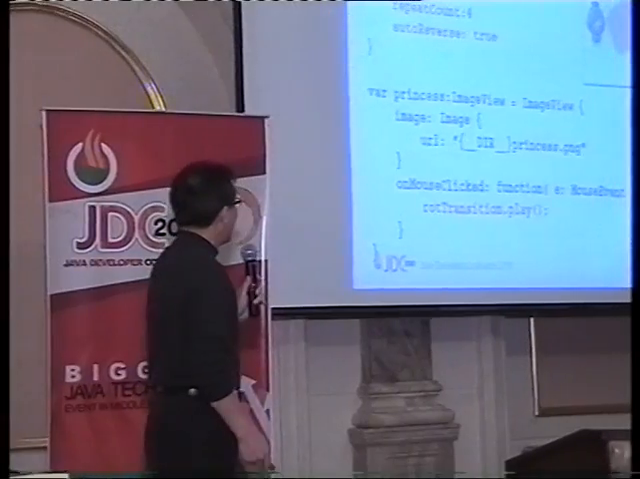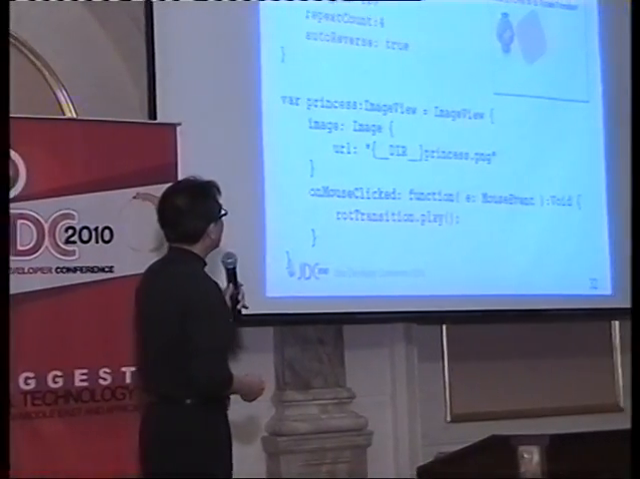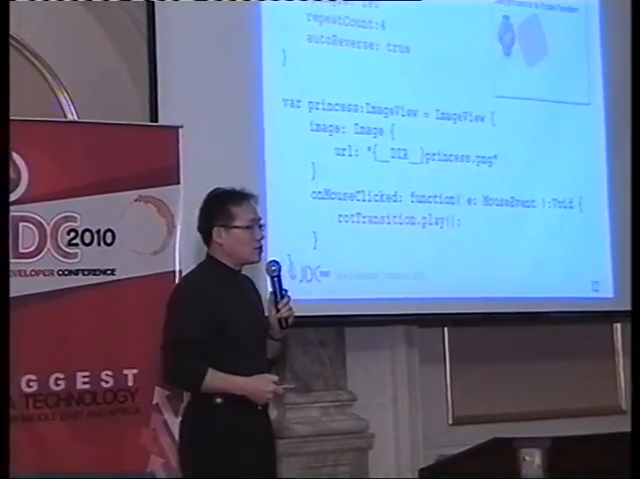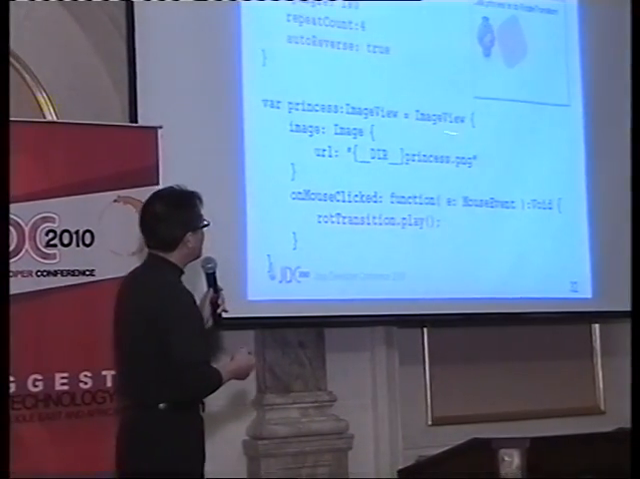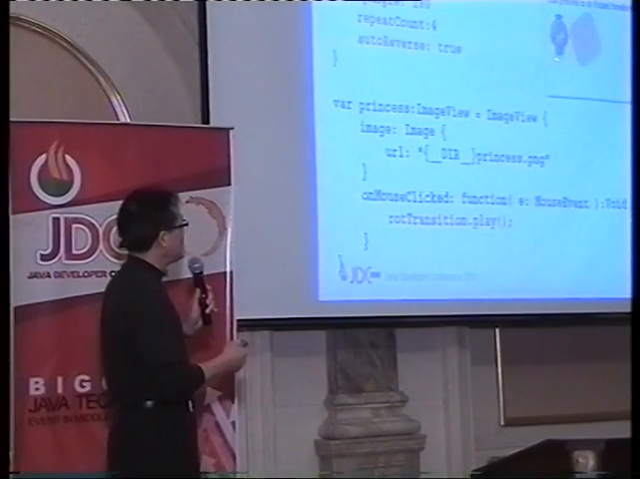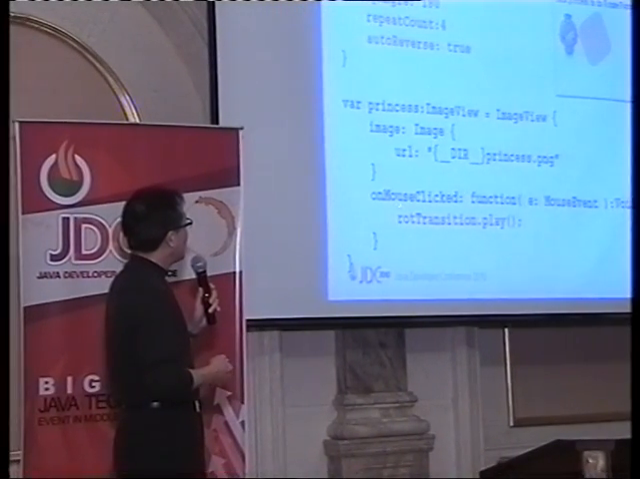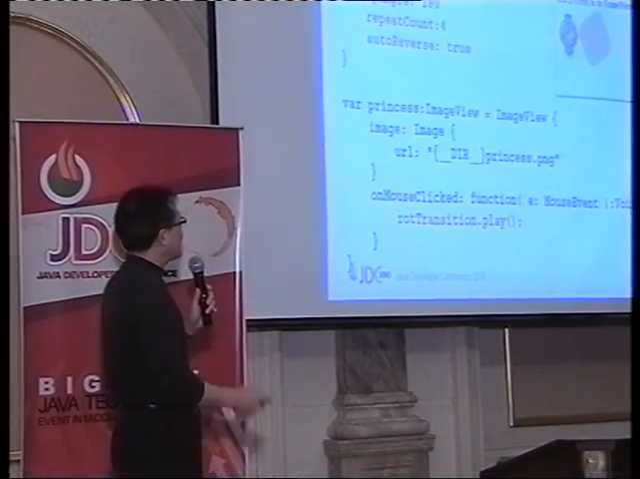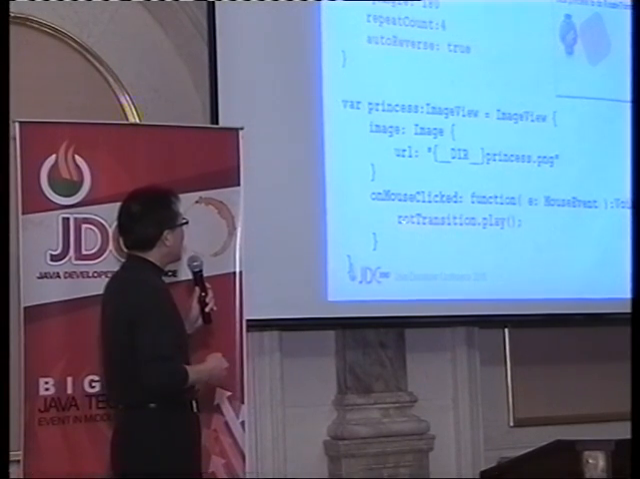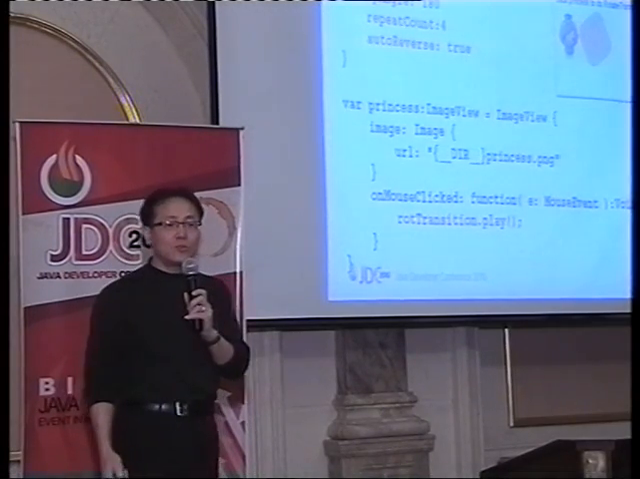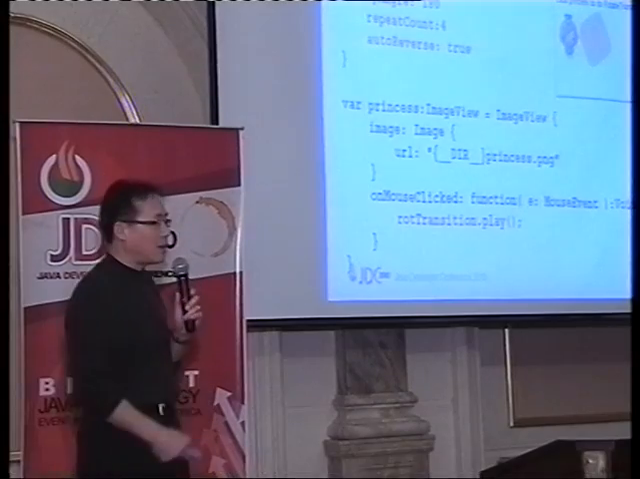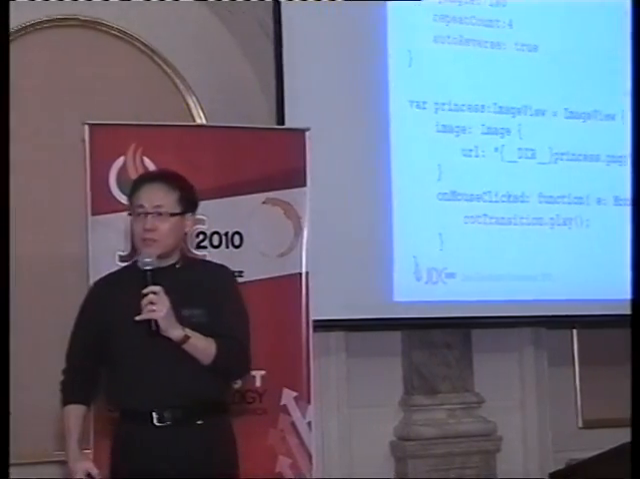Okay? So this is how I like to apply this rotate transition animation. Here, I define an image view object, which is this princess PNG file. And then when I click this princess, I like to start this rotation animation. In order to start the animation, you basically call the play method of that animation object. It is straightforward, right?